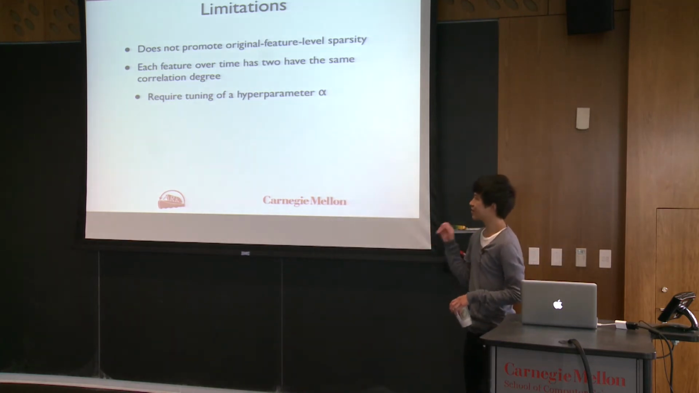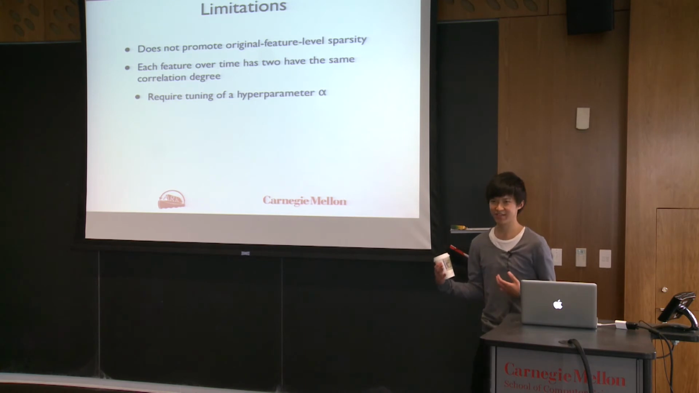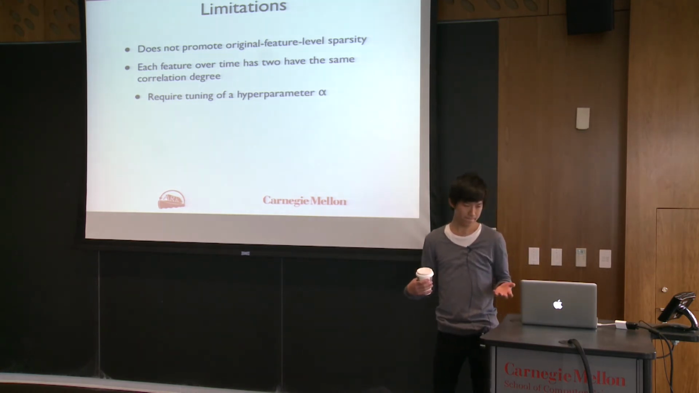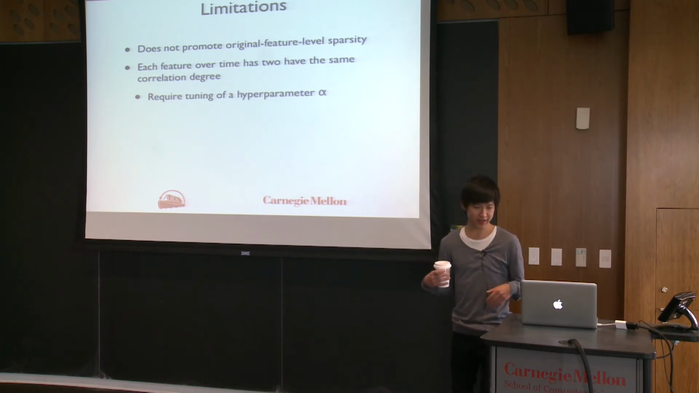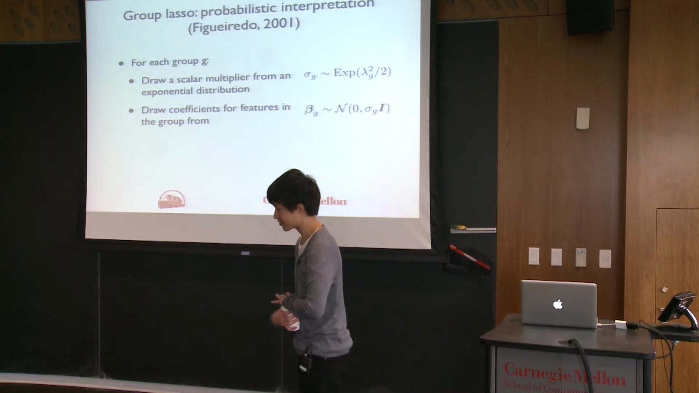So that's another limitation of the model. In order to overcome these limitations, we propose a different model. And in order to explain that, I need to say a few things about the probabilistic interpretation of group lasso.